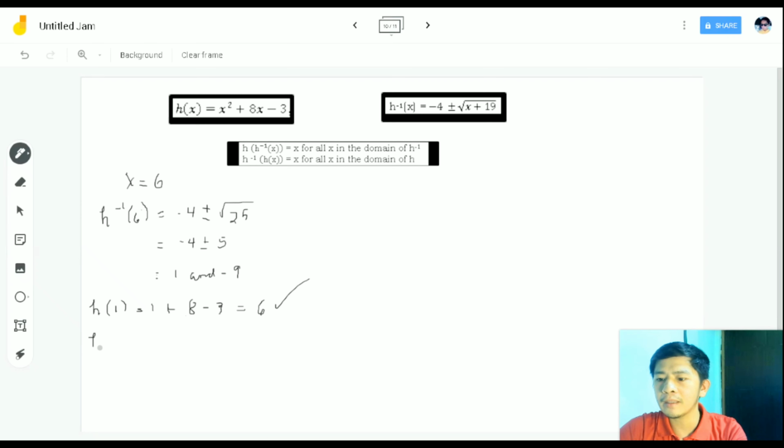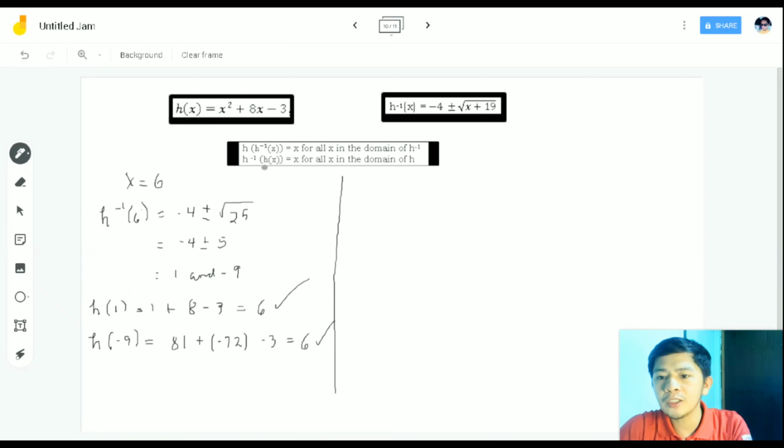Gamitin natin ang negative 9 naman. H of negative 9. So, we have negative 9 times negative 9 is positive 81. Plus, 8 times negative 9 is negative 72. Minus 3. 81 plus negative 72. That is positive 9. 9 minus 3 is 6. So therefore, okay siya doon sa first na property natin.